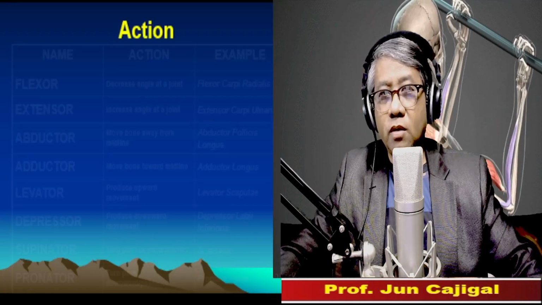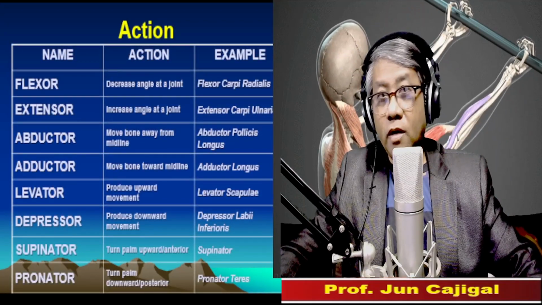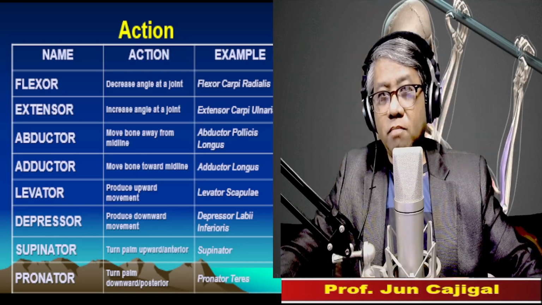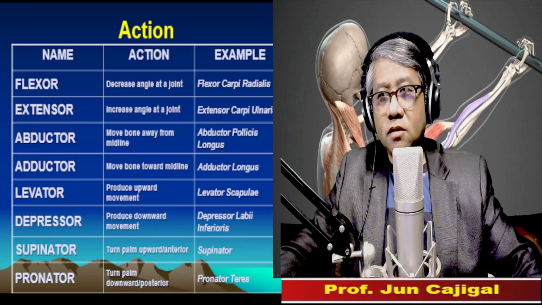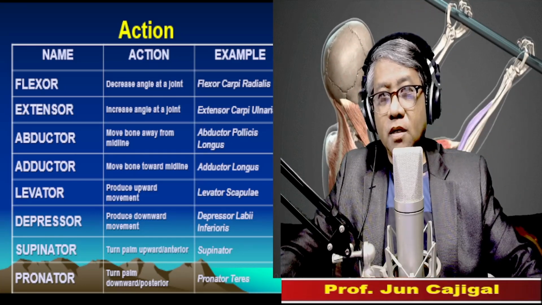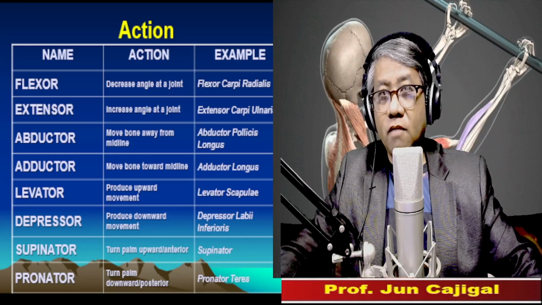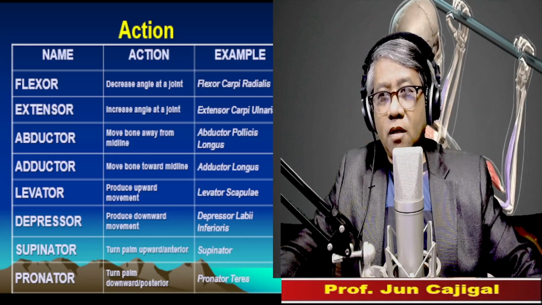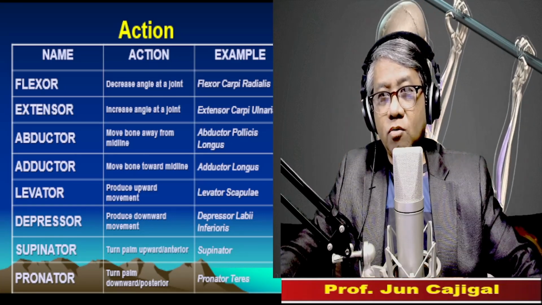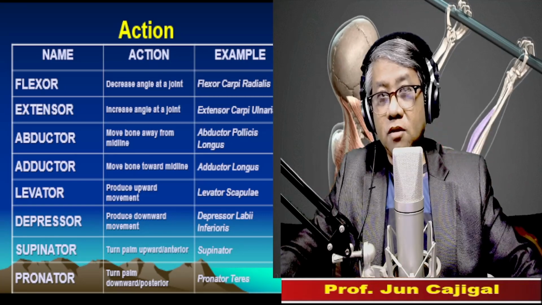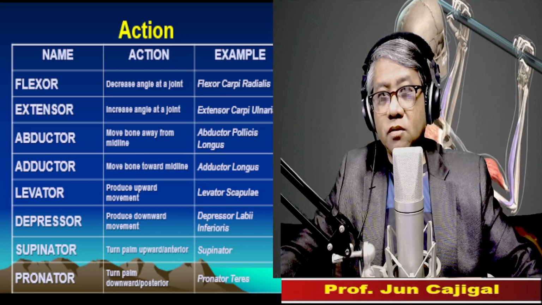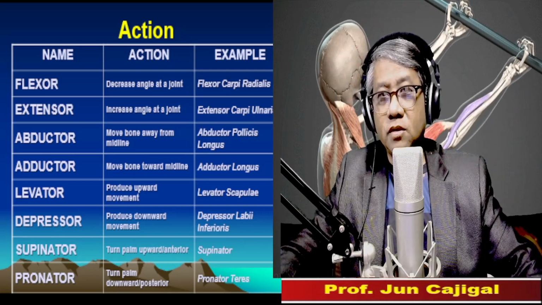And because of this, we have the following. We have what we call a flexor muscle. A flexor muscle bends a body part or decreases the angle at a joint, like the biceps muscle. The biceps muscle is a flexor muscle. Now, an extensor muscle straightens a body part or increases the angle at a joint, like the triceps muscle. The triceps muscle is an extensor muscle.